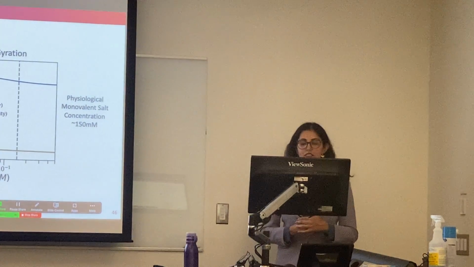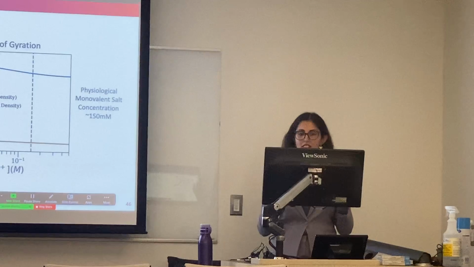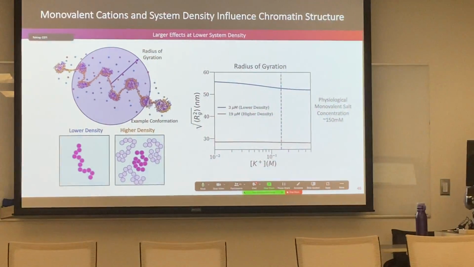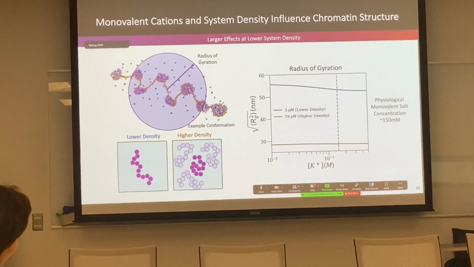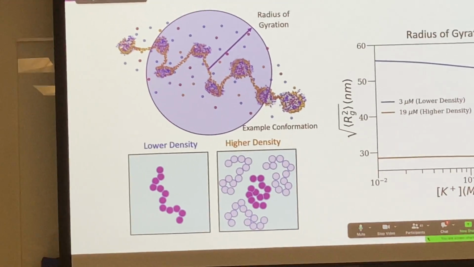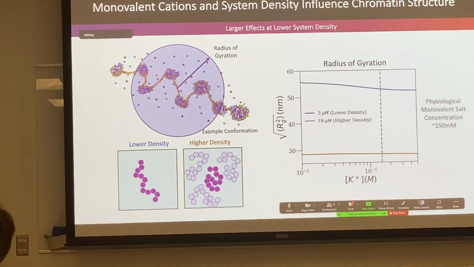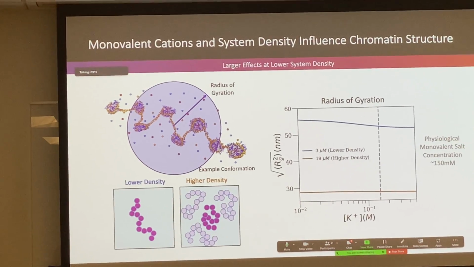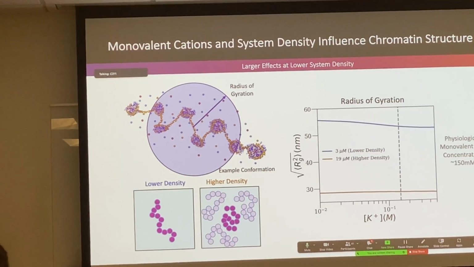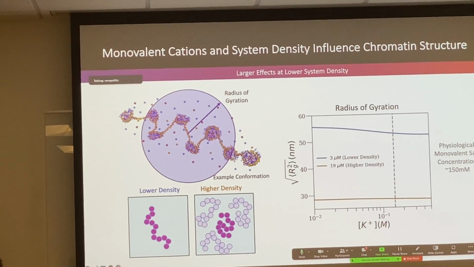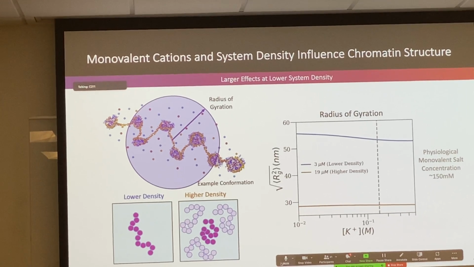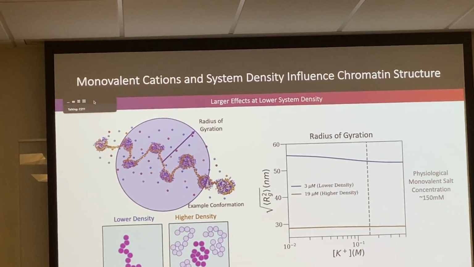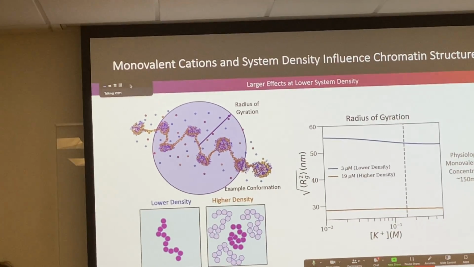So now that we have investigated this, we next wanted to look at the effects of the monovalent cation environment on structure and charge of our 8-mer nucleosome chains. So the first parameter that we looked at is the radius of gyration, which is a polymer physics parameter that tells us the overall compaction of the nucleosome array.